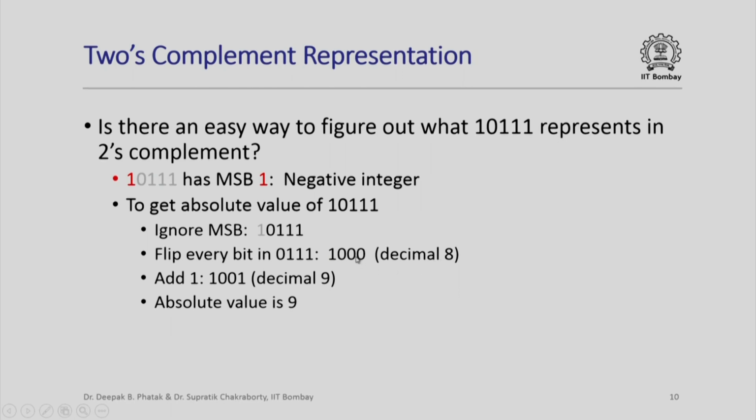And now what we do is we take this number and add 1 to it to get 1001, or the decimal number 9, and this is now called the 2's complement of 0111, and this gives you the final absolute value of the number that was represented here. So the absolute value here is 9, the number was a negative number, so 1111 in 2's complement represents minus 9.